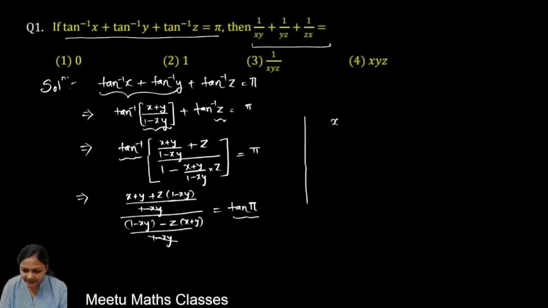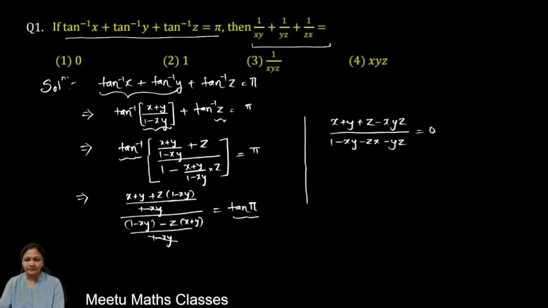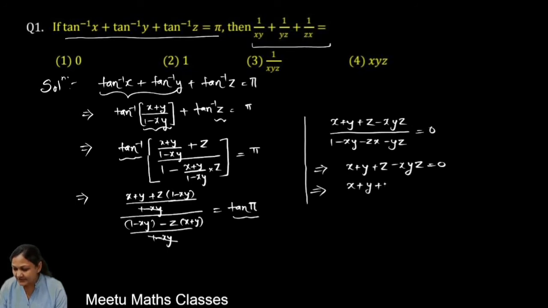Okay, now this will cancel out and tan pi is 0. So x plus y plus z minus xyz upon 1 minus xy minus zx minus yz is equal to 0. Okay, and a fraction is equal to 0 if and only if its numerator is equal to 0, and this will give you x plus y plus z is equal to xyz.